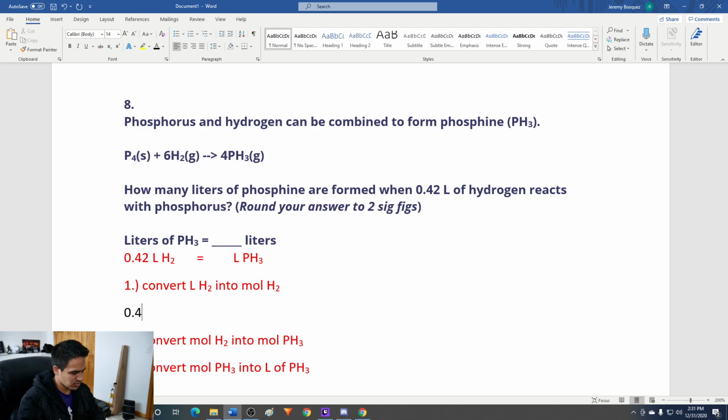So we are starting with 0.42 liters of H2. And we are going to convert that into moles of H2. All right, now to do this, we are going to need to use molar volume, which is 22.4 liters per 1 mole. Okay, again, that is from chapter 10. You may not remember that. But our conversion factor now is going to be 1 mole of H2 on the top over 22.4 liters of H2 on the bottom. Okay, like this. That way our liters of H2 cancel out, and we will get into moles of H2.